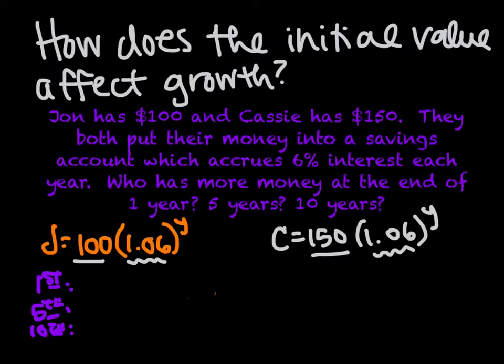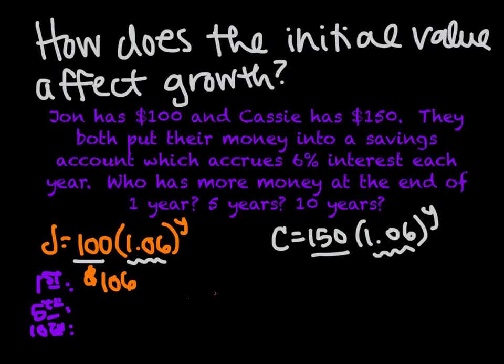So John, for the first year, we've already figured that out. We have 100 times 1.06 raised to the first power. 1.06 raised to the first power is just 1.06, so we end up with 100 times that, and we get $106 for John. Actually, I'll do this in orange so we can see it well. So John has $106.